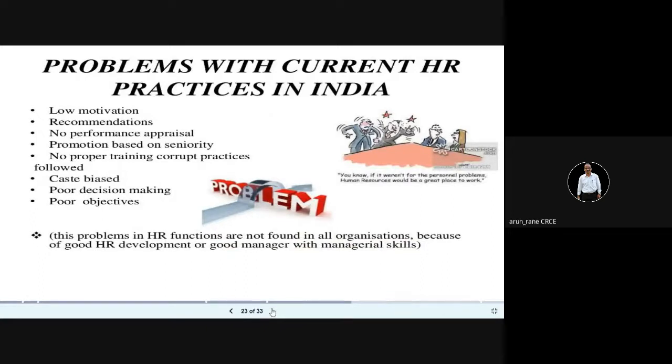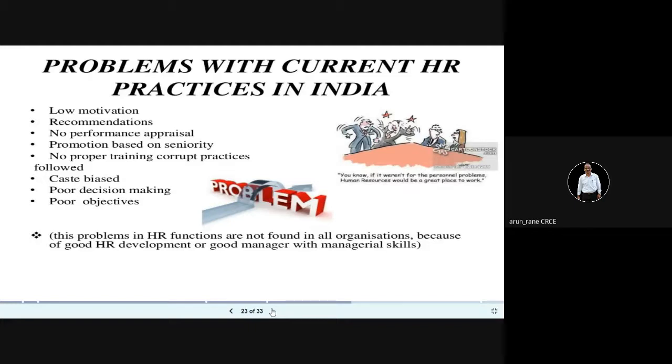Then there were some problems with the newly arrived HR, like low motivation and fighting, as you can see in the picture. Recommendations were biased, not unbiased. There was no performance appraisal. Then promotion was based only on seniority.